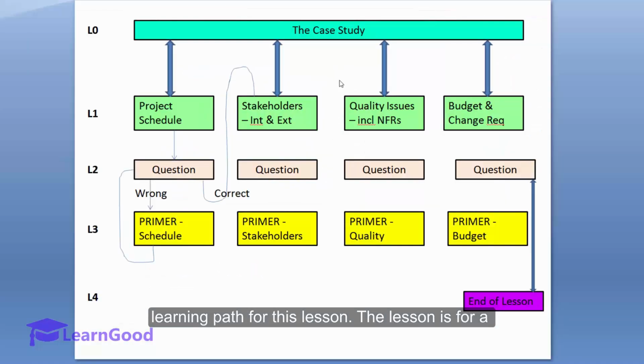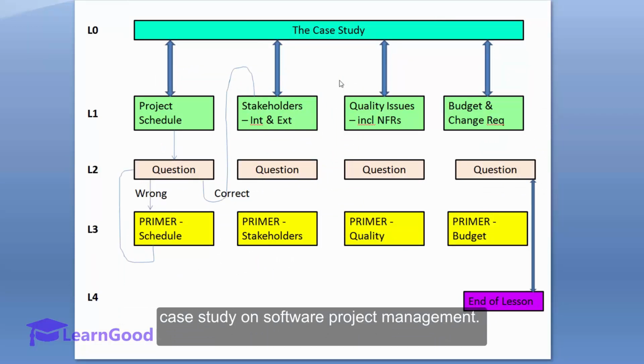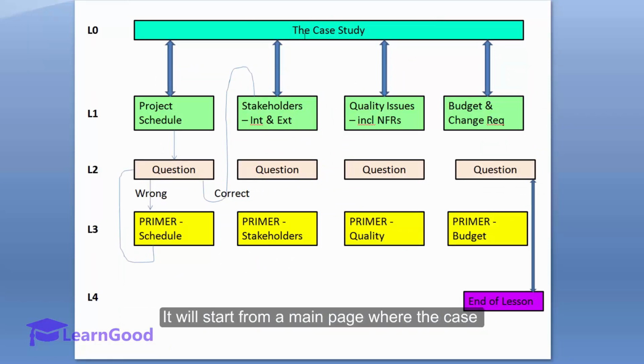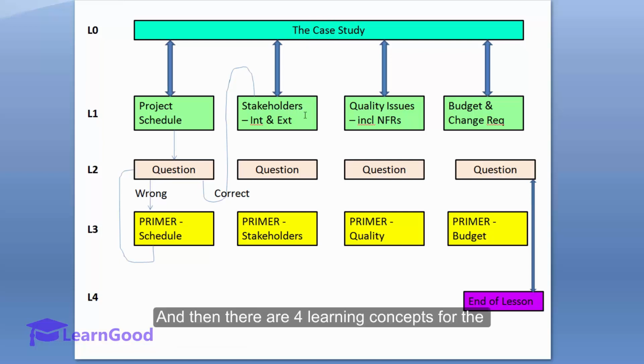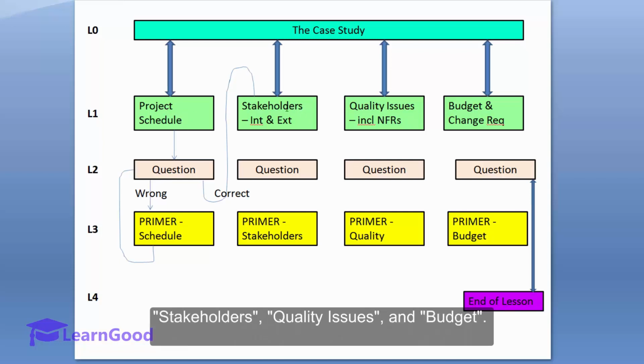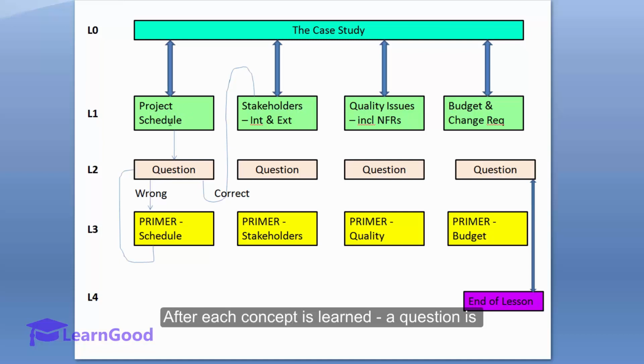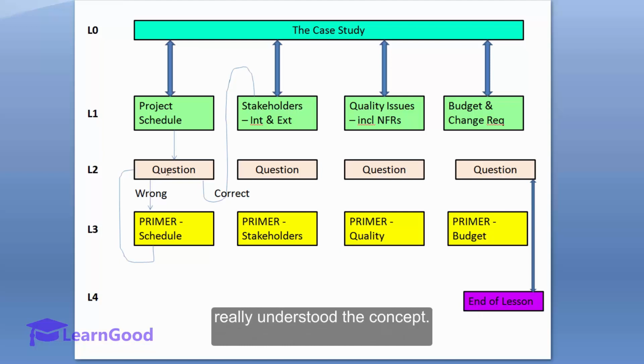This lesson is for a case study on software project management. It will start from this main page where the case study will be explained. And then there are four learning concepts for the student to accomplish one by one. And they are detailed here: the project schedule, stakeholders, quality issues, and budget. After each concept is learned, a question will be asked by the system to check if the student has really understood the concept or not.